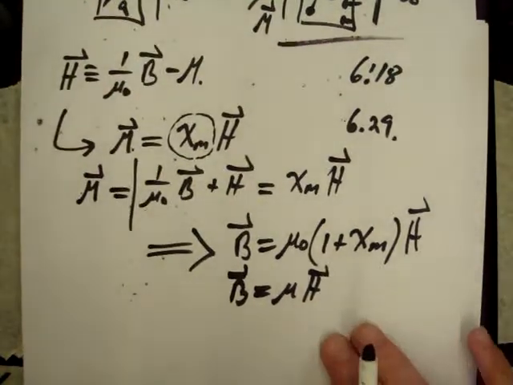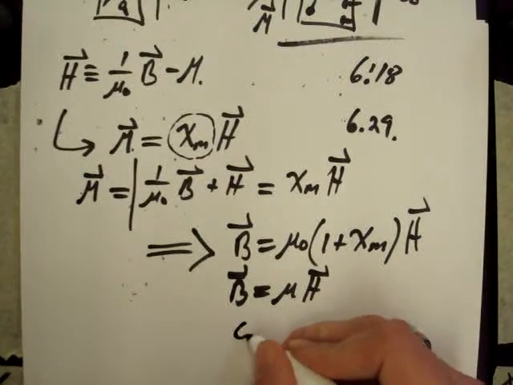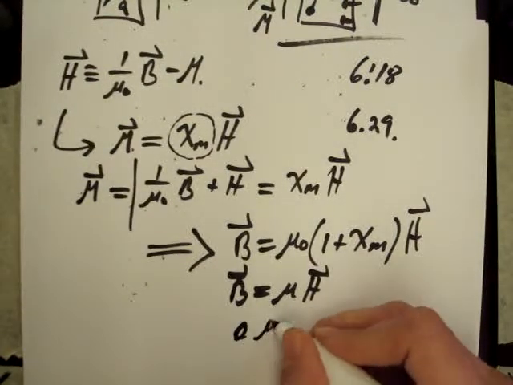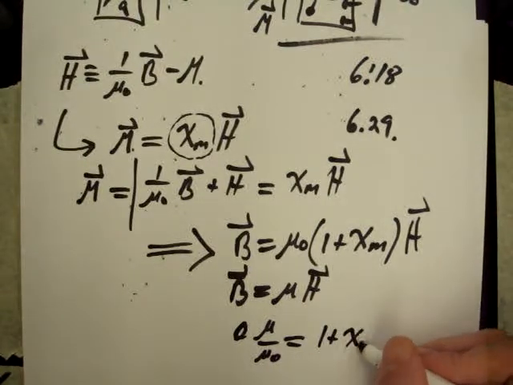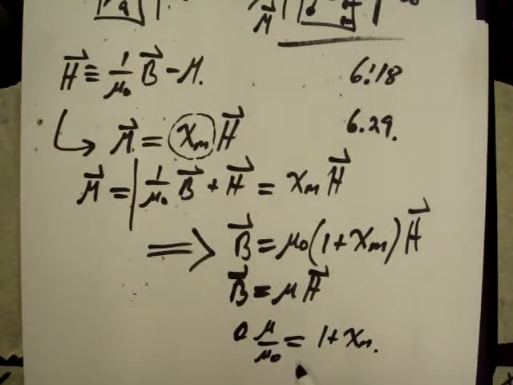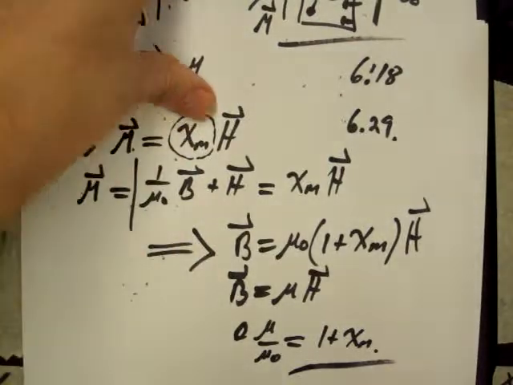I guess at this point it'd also be instructive to point out the ratio of mu over mu naught is just 1 plus the magnetic susceptibility here. We'll also be using that in a moment.